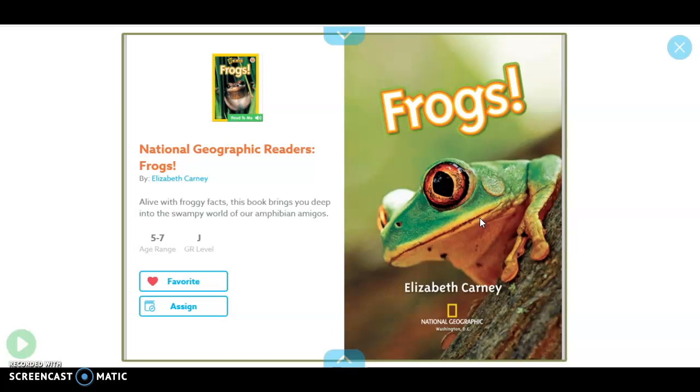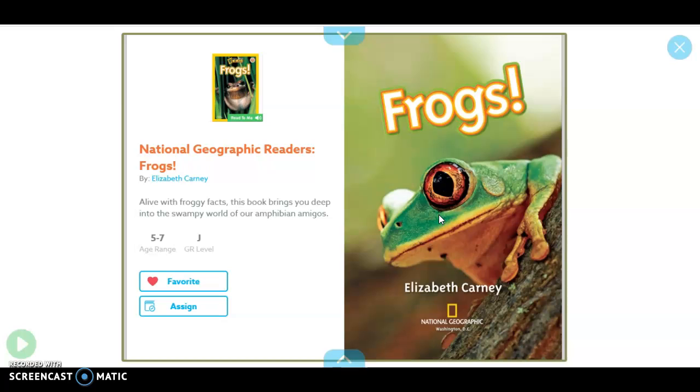We're going to continue learning about how to take notes while reading a book. Remember, those notes are going to help us make our own nonfiction book about our topic. So we're going to continue with the book Frogs, because we're going to learn all about frogs. Yesterday we learned about their habitat, where they live. Today I want to read about and take notes on what frogs eat.